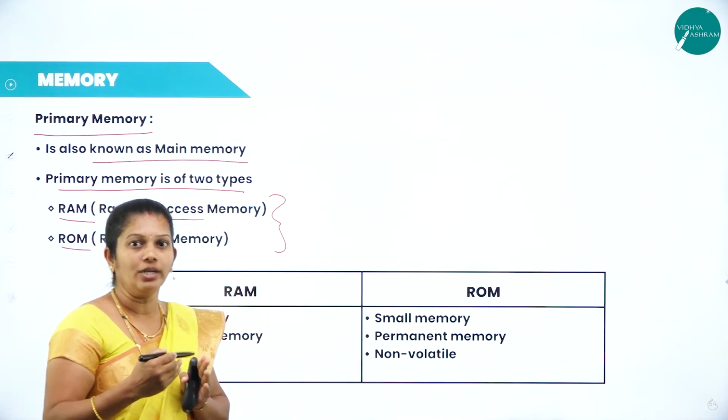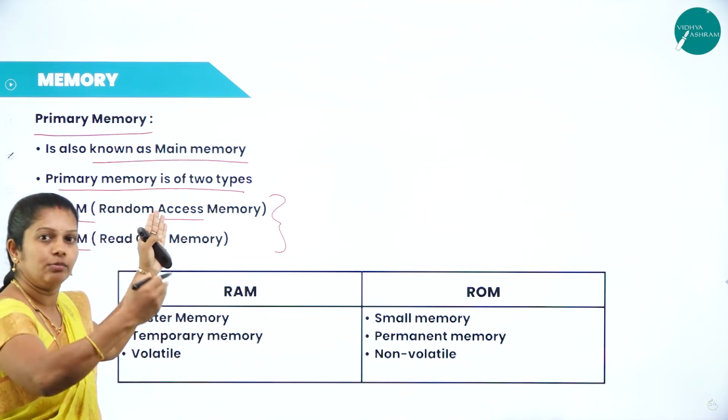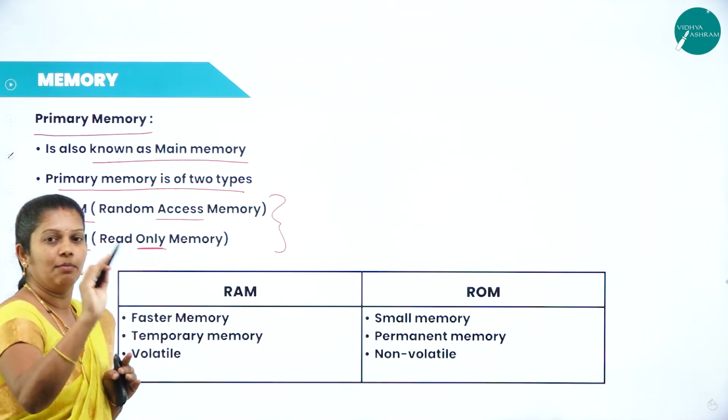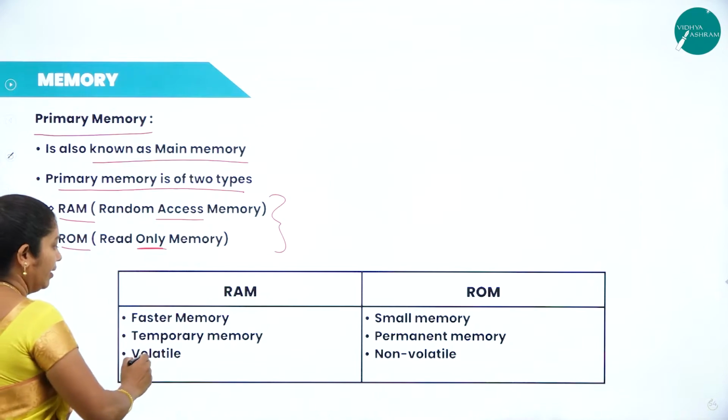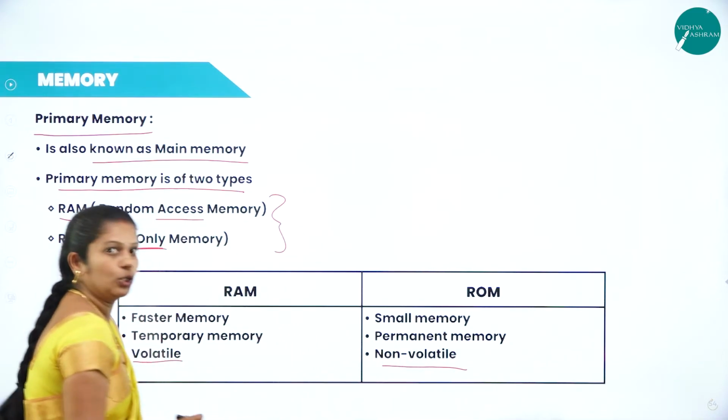Whatever content we want, we can read, as many times as we want, and we can write on it as many times as we want. Whereas in ROM, we can only read. That's why RAM is called volatile memory, whereas ROM is called non-volatile memory.